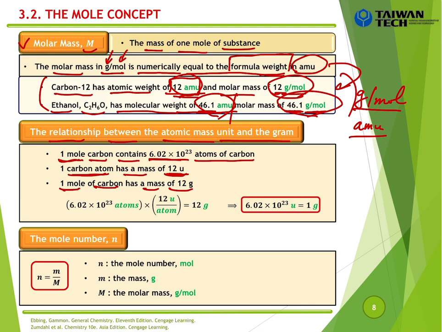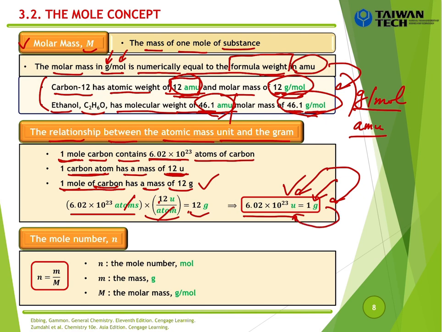So the mass for 1 mole will equal 6.02 times 10 power 23 atoms times the mass for 1 atom. And it will equal the mass in gram for 1 mole. We have the same value, but a different unit. And then atom can be cancelled. So finally, we get this relationship: 1 gram will equal 6.02 times 10 power 23 U. Okay. So now if I have U, I can change it to gram, or if I know gram, I can change it to U.